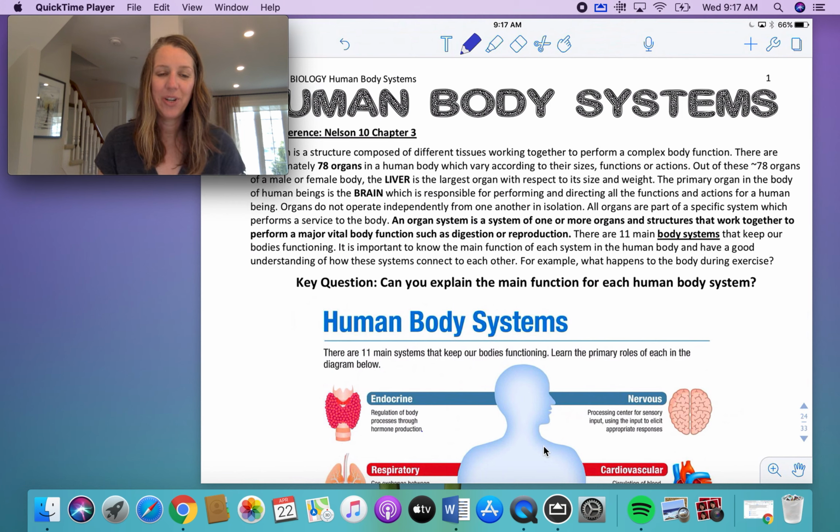Friends, what I want to do for this module is give you an introduction to our human body systems. And as I've posted on the Google Classroom, you can see that modules 5 to 8, these are the last 4 modules we're going to do in our biology unit, and they're all connected.